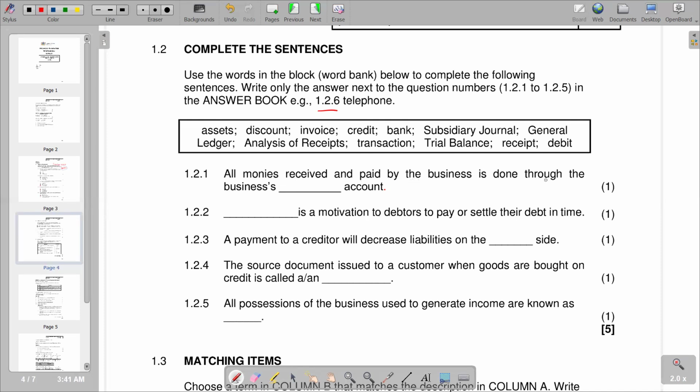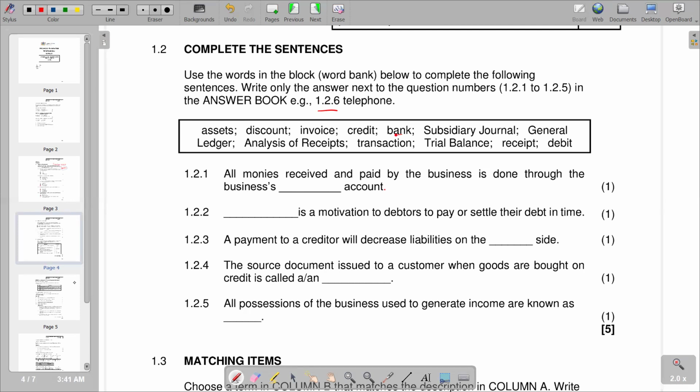All money received and paid by the business is done through the business. So we try to see what is the correct answer that we should include there. The question is saying all money received and paid by the business is done through the business dash account, and then we try to check the appropriate response that we have there, and you see that we've got the bank here.